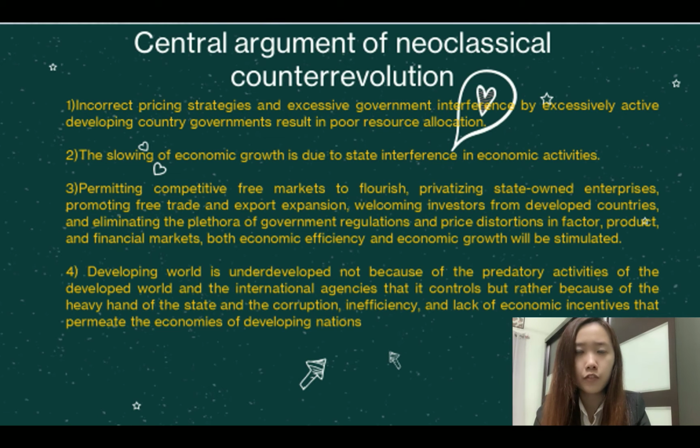Thirdly, promoting a competitive free market to flourish, privatizing state-owned enterprises, promoting free trade and export expansion, welcoming investors from developed countries, and eliminating the fallacy of government regulation and price distortion in factor, product, and financial markets. Both economic efficiency and economic growth will be stimulated. Last but not least, the developing world is underdeveloped not because of the predatory activities of the developed world and the international agencies that it controls, but rather because of the heavy hand of the state and the corruption, inefficiency, and lack of economic incentive that permeate the economies of developing nations.